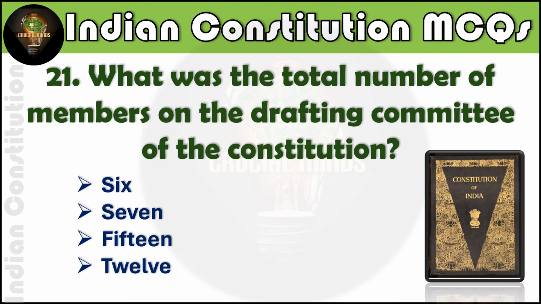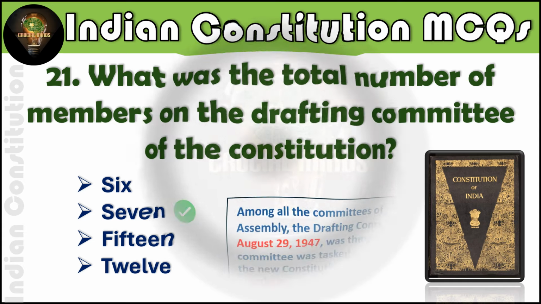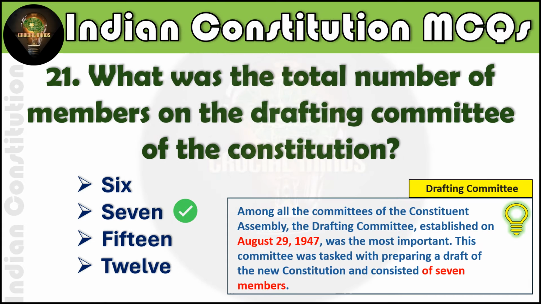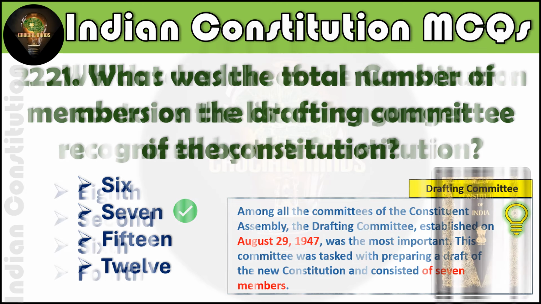Question number 21. What was the total number of members on the drafting committee of the Constitution? The answer is 7. Explanation: among all the committees of the Constituent Assembly, the drafting committee, established on August 29, 1947, was the most important. This committee was tasked with preparing a draft of the new constitution and consisted of 7 members.